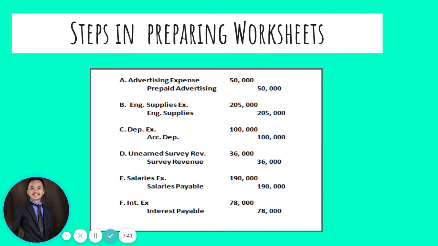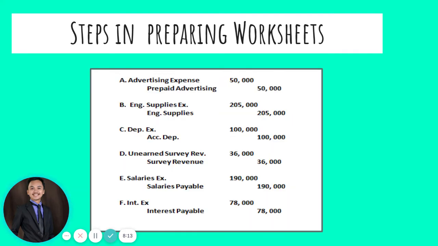I know that you already know how to compute adjusting journal entries because that was our topic in step 4, preparing adjusting journal entries. But again, assuming that we already have the list of adjusting journal entries, the second step is just to integrate it in our worksheet. So you integrate it in the third and fourth columns of our worksheet.